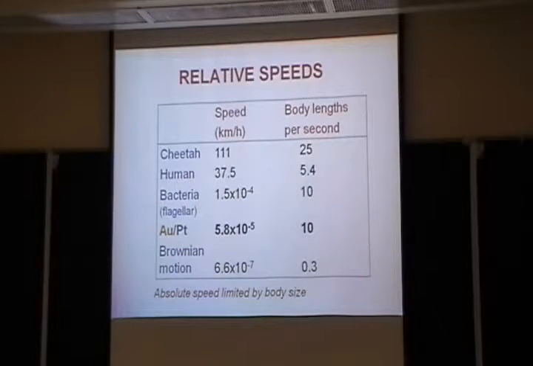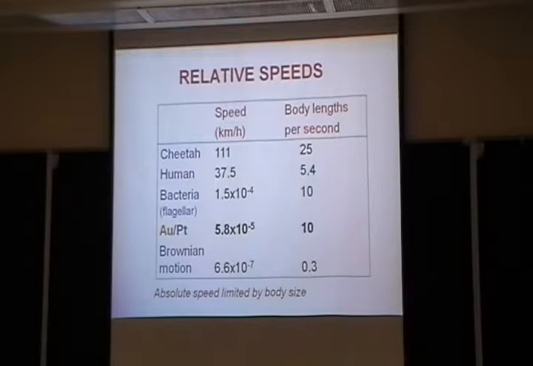Okay, so this is the scale. The cheetah is still our champion. I don't even come close to that. Some of you might, but I don't. They're about the same speed as flagellar bacteria. Brownian motion, which of course has no real directionality, is much slower. And you might ask, why do I show them as body lengths per second? This is just to illustrate that absolute speed is limited by body size.